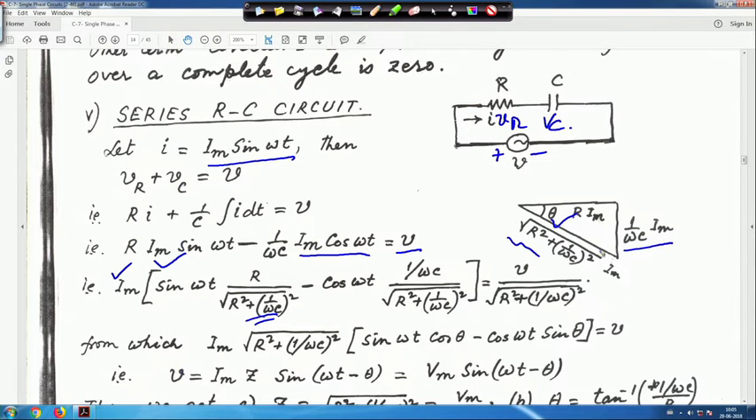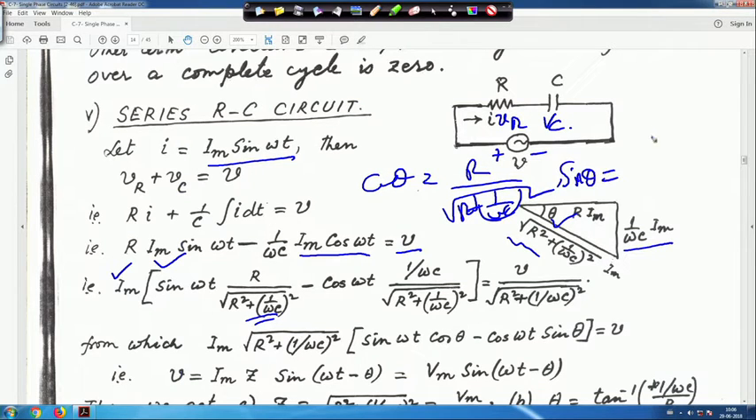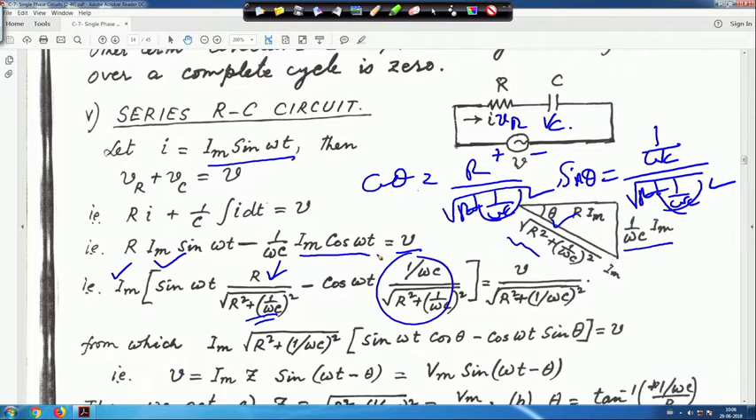If you look into this diagram, cos theta will be R, the base, divided by the square root of R squared plus (1 upon omega C) squared. This is cos theta. And sin theta will be equal to 1 upon omega C divided by the square root of R squared plus (1 upon omega C) squared. So this one can be replaced by cos theta, and this one can be replaced by sin theta.